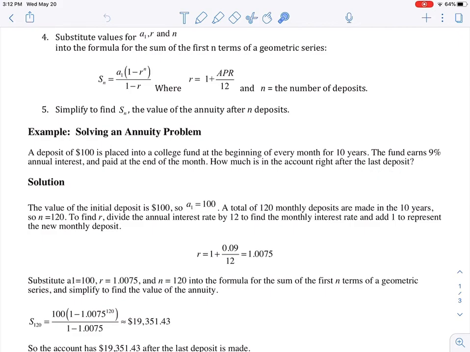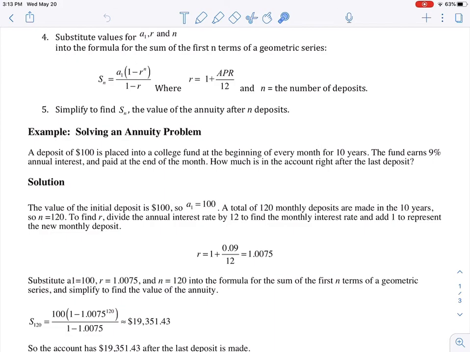So we have our $100 initial deposit, so that's going to be our A sub 1. We have 120 months of deposits being made, so our N will be 120. To find our R, we divide our rate by 12, because that's per month, and then add a 1 to that. Because it's a growth, that'll be 1.0075.